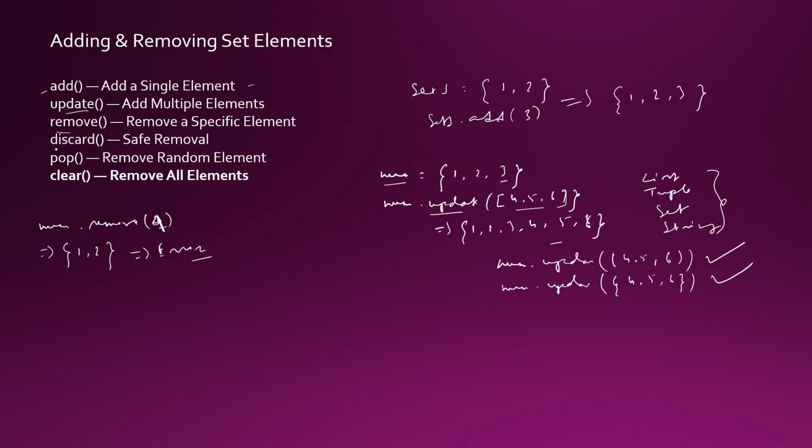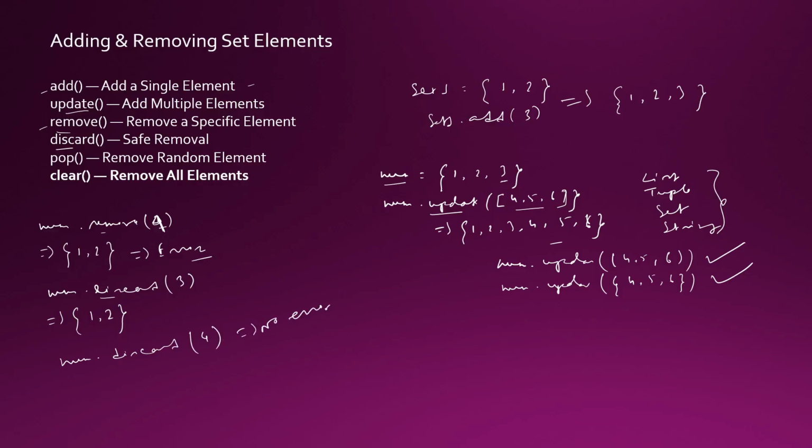Next is discard. Discard also works in the same way as remove. Now if we write num dot discard and pass my value 3, it will give me the output as 1 and 2. But the advantage of using discard instead of remove is that if we write num dot discard and pass any value which is not present in my set, then it will show no error.